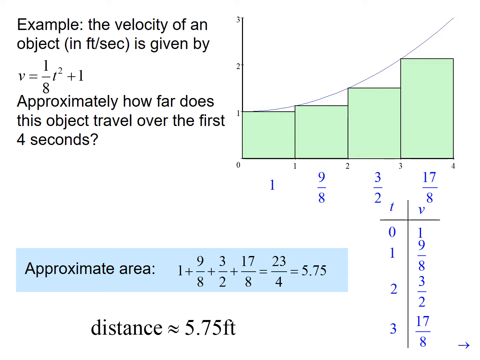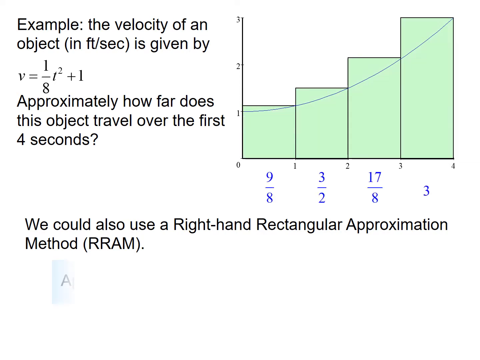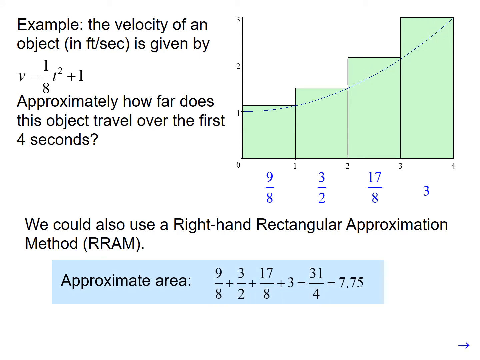Now, if you look at the graph here in those rectangles, clearly this approximation is an underestimate because we have all that area above the rectangles that's not being accounted for. So we could also try using the right-hand rectangular approximation method, RRAM. In this case, we make our rectangles meet on the right-hand corner. So we start by plugging in t equals 1, and then 2, and then 3, and then 4, and we can see that this gives us an over-approximation of 7.75.